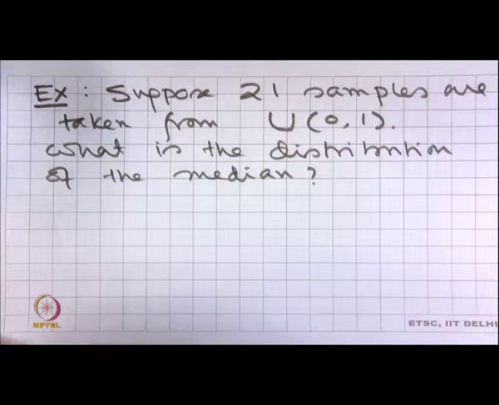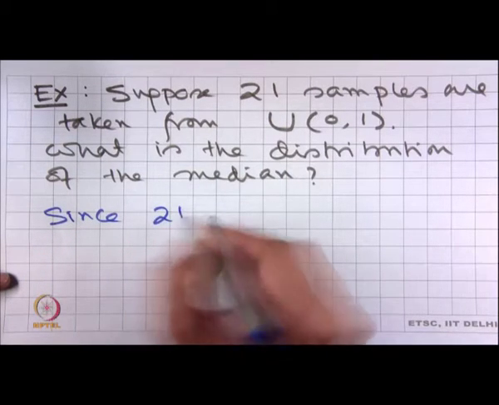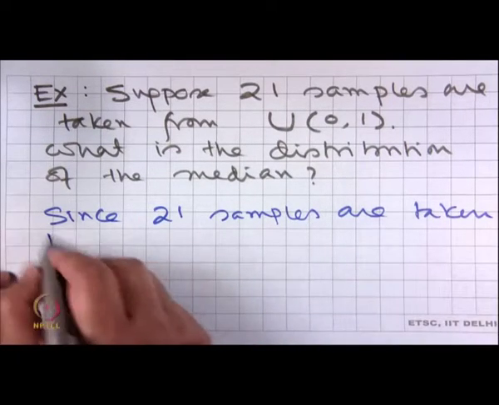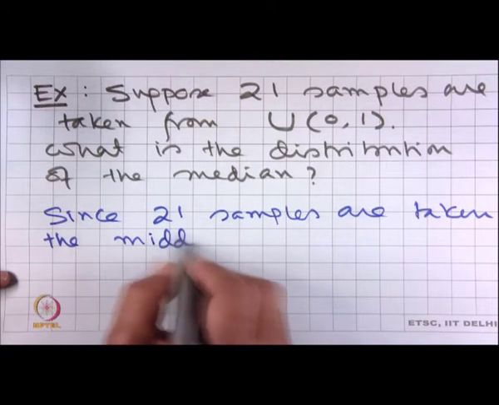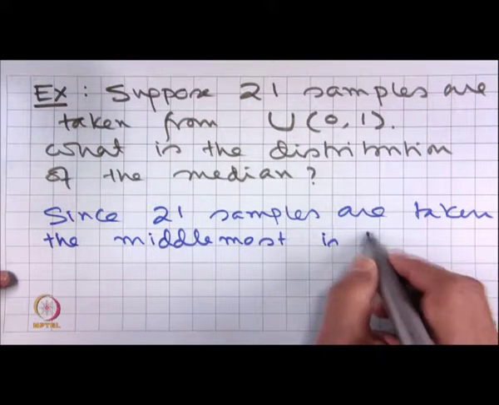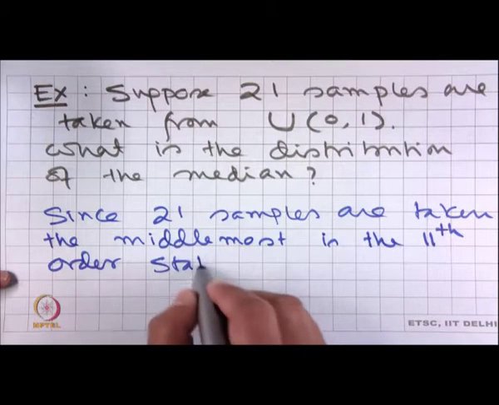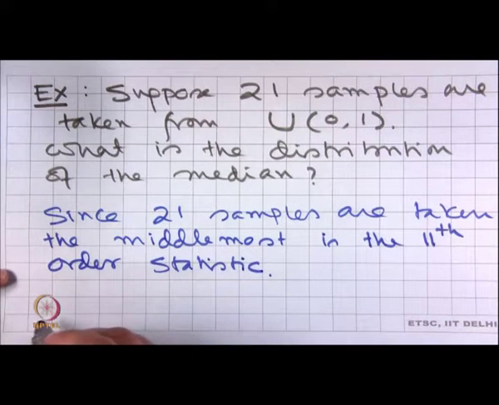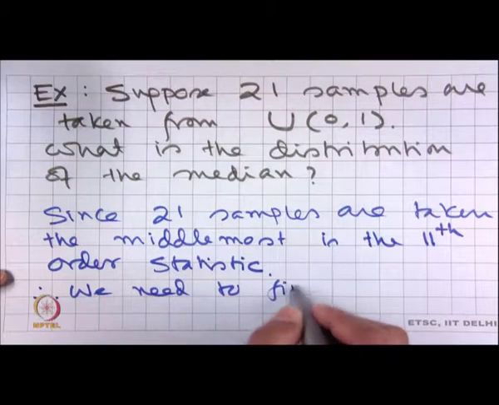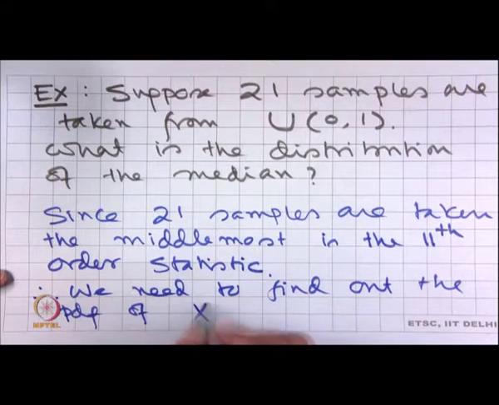We know that since 21 samples are taken, the middlemost is the 11th order statistic. Therefore, we need to find out the PDF of X 11.